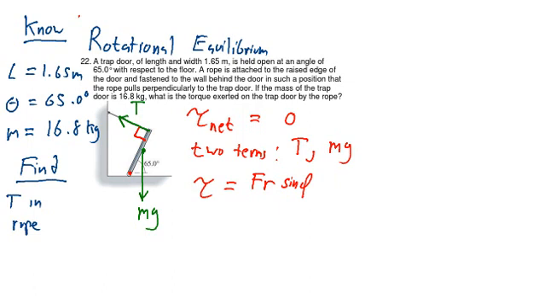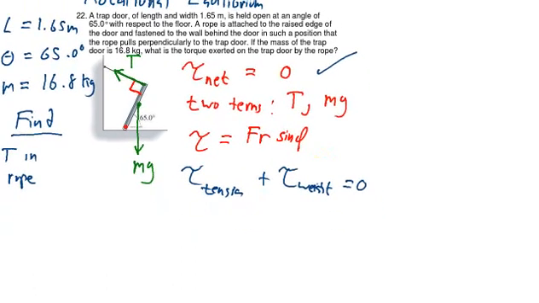Alright, so for our particular problem, then our equilibrium condition is going to give us two terms on the left-hand side. The torque due to the tension plus the torque due to the weight will be equal to 0. Alright, so the torque due to the tension will be equal to the value of the tension multiplied by the distance that force is from the axis of rotation that we're going to call L, the length of the trap door, and then times the sine of 90 degrees.